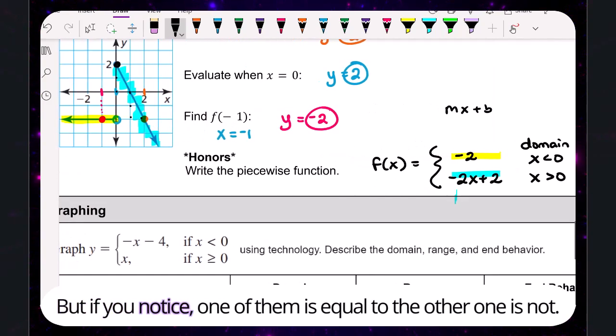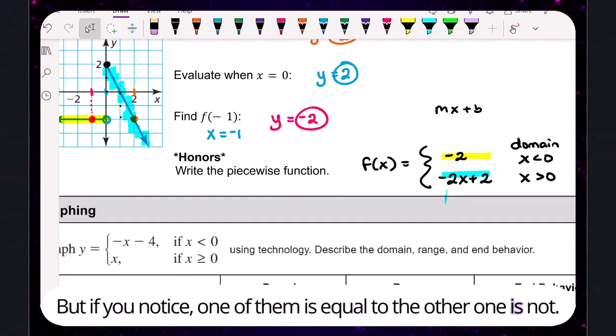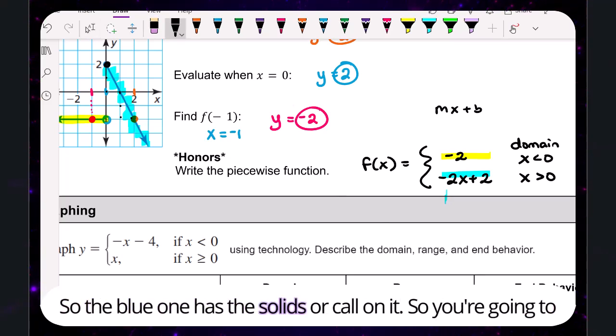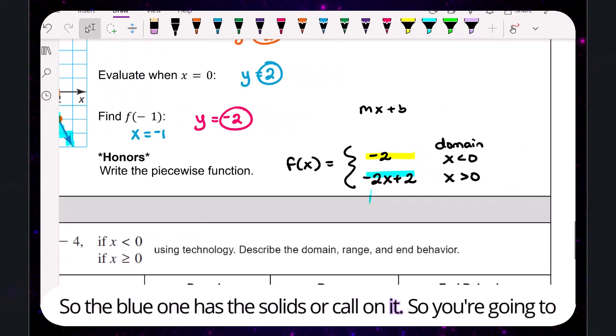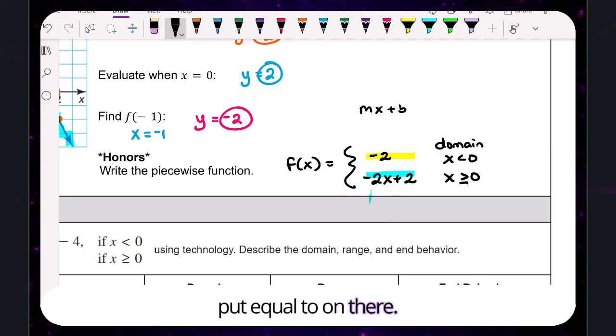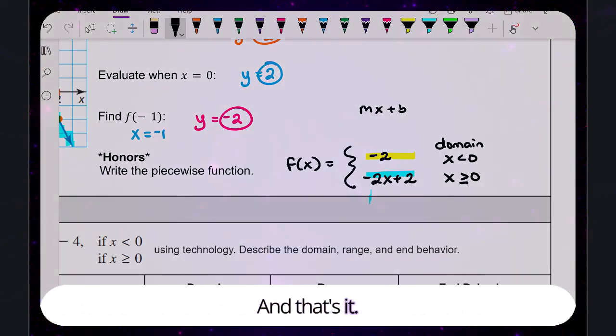But if you notice, one of them is equal, the other one is not. So the blue one has the solid circle on it. So you're going to put =2 on there. And that's it. That's all you got to do.